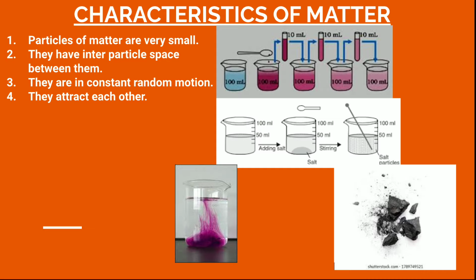See from the first picture: there are 5 beakers, each containing 100 ml of water. We take a beaker with 100 ml of water, and in the second beaker we add 1 teaspoon of potassium permanganate. Now we stir the potassium permanganate in the second beaker, and it becomes purple, or pink, in color. Then we take 10 ml of the second beaker's solution, put it into the third beaker, and again stir it.